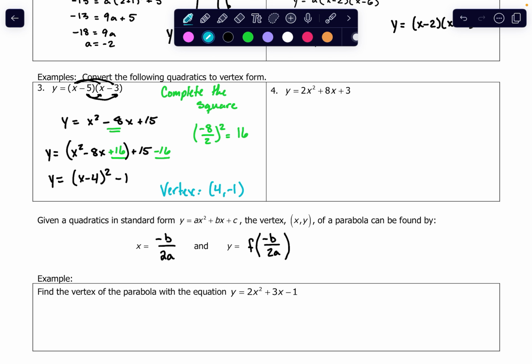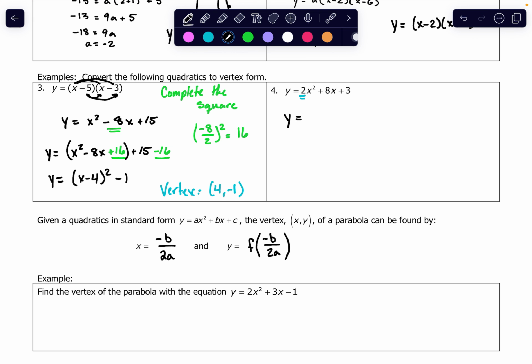What do you notice about number 4? Why did I include this specific example in the notes? How is it different? This one is slightly different because we do have a lead coefficient of 2, which makes our completing the square a little bit more tedious, but we can still deal with this the same way.